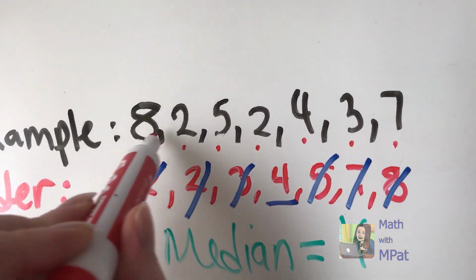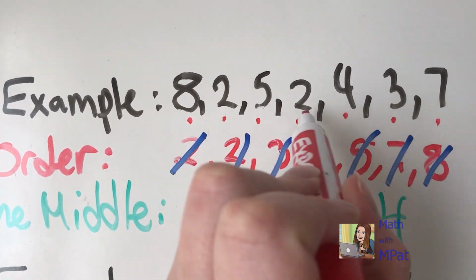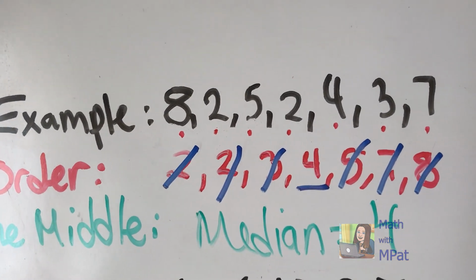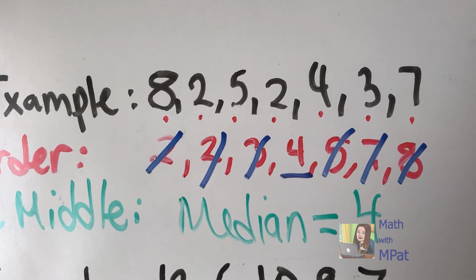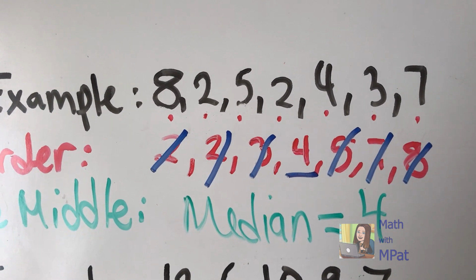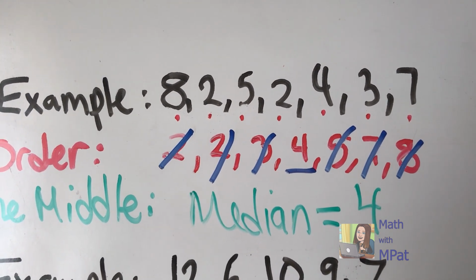Now, if I hadn't reorganized these sets of data, for example, up here, if I had kept them in the order they were, and I crossed them off one by one and got to the 2 in the middle, that would not have been an accurate median. Reorganizing them helps me find the proper middle number.